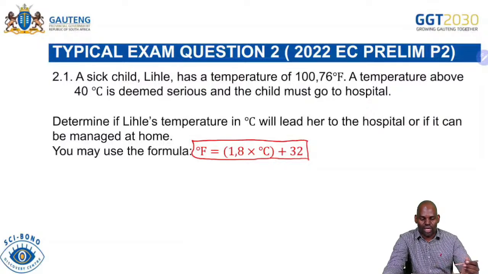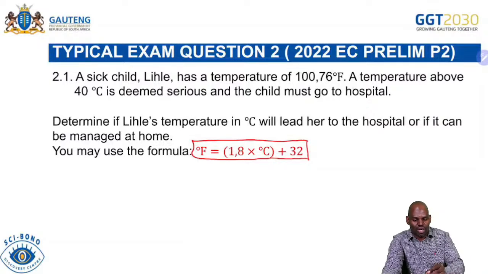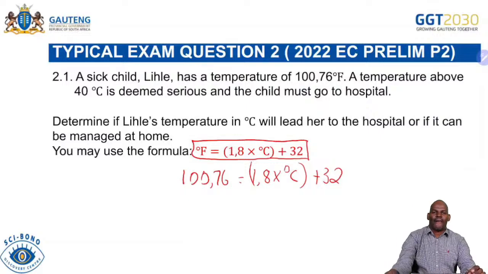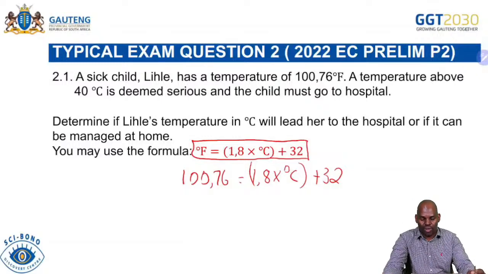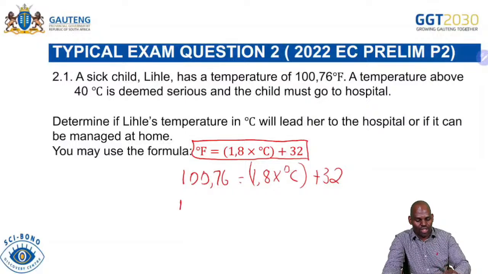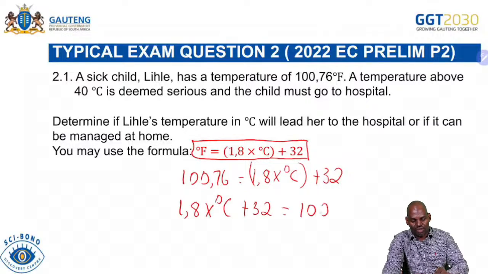If we do the substitution, let's check. Doing the substitution, the value of degrees Fahrenheit is 100.76, and it's equal to 1.8 times degrees Celsius, plus 32. Remember what I did with the other one. Instead of taking one value to the other side and so on, I just turned the equation around. So turning the equation around, 1.8 times degrees Celsius plus 32 is equal to 100.76.